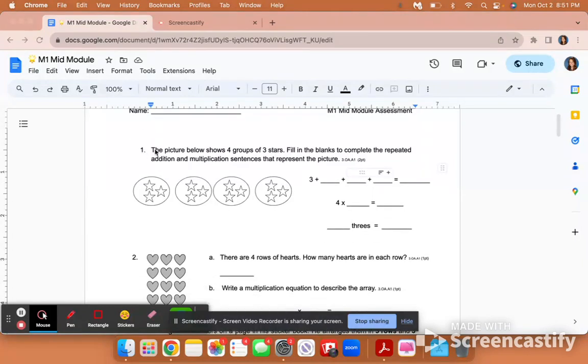Number 1 says, the picture below shows 4 groups of 3 stars. Fill in the blanks to complete the repeated addition and multiplication sentences that represent the picture. So here are your groups. Then you're going to create an addition sentence here, a multiplication sentence, and then how many 3s equal what total? Go ahead and pause.